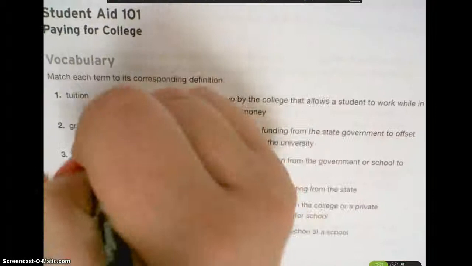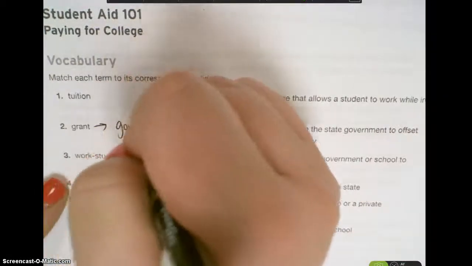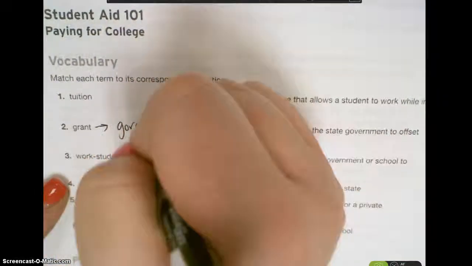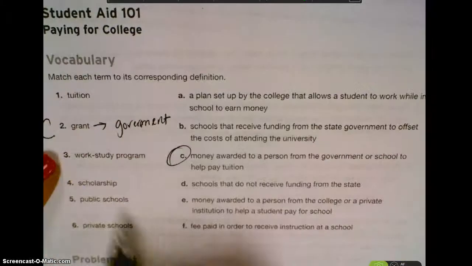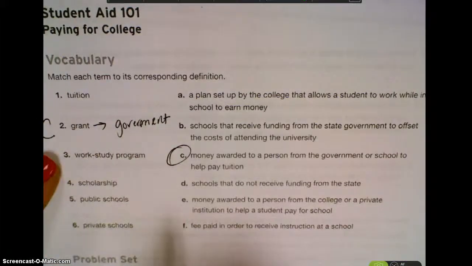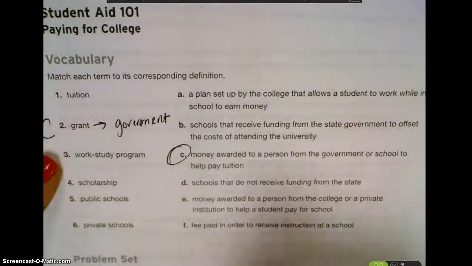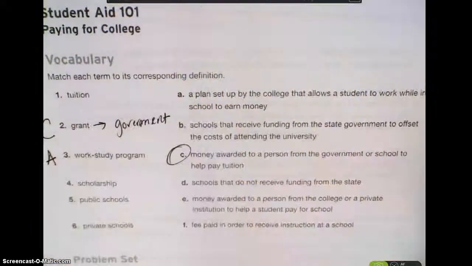A grant. When you're looking at grants, you're looking for the word government, because a grant comes from the government. So that would be money awarded to the program from the government. A work-study program is a plan that allows you to work and earn money while you're going to school. So that would be A.